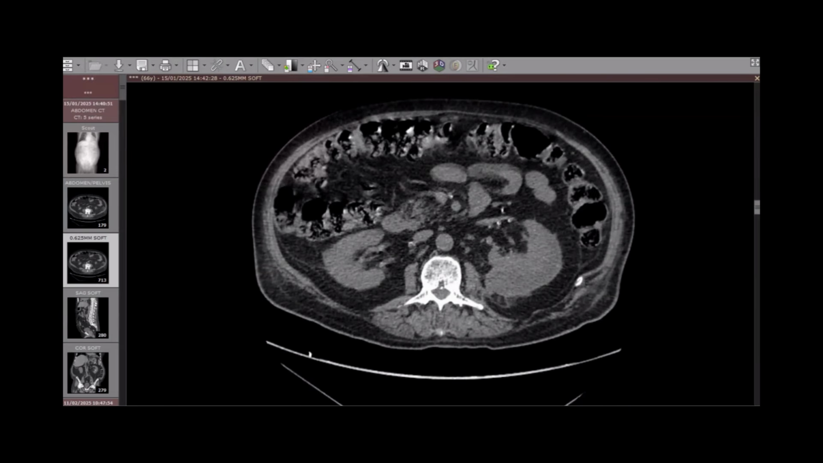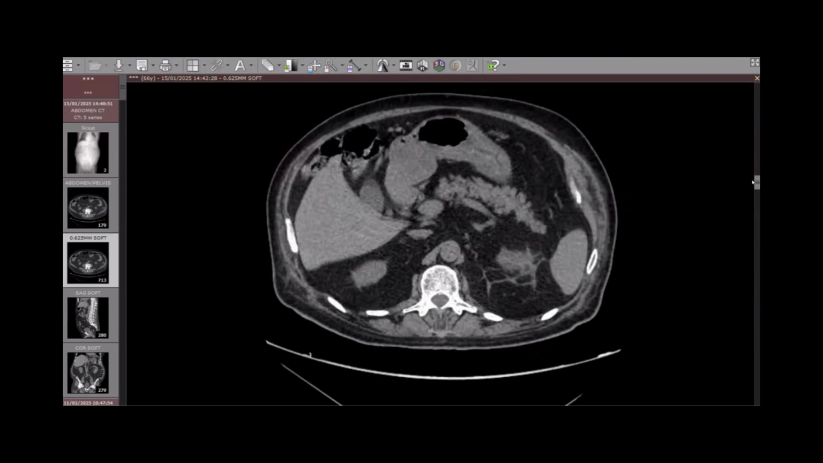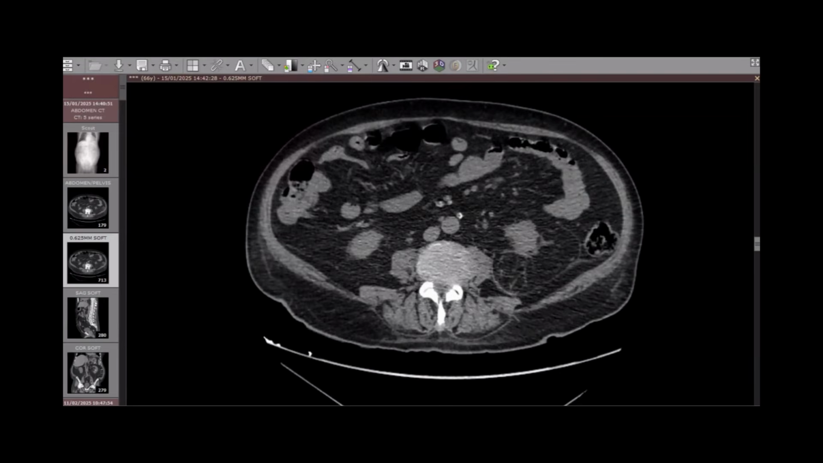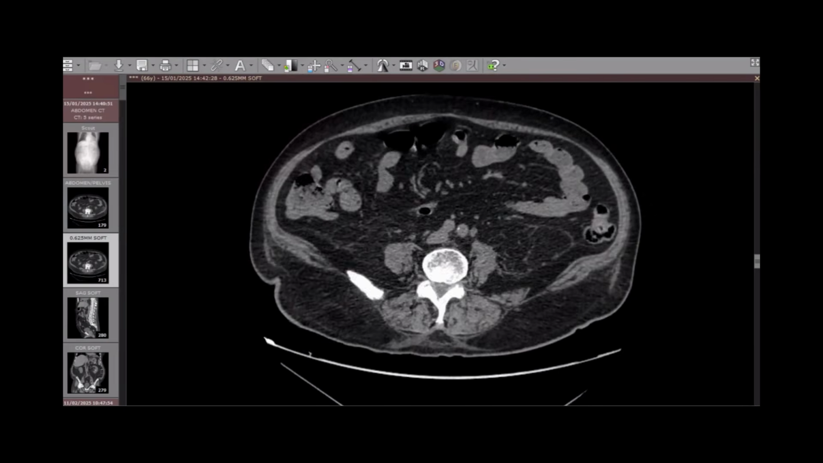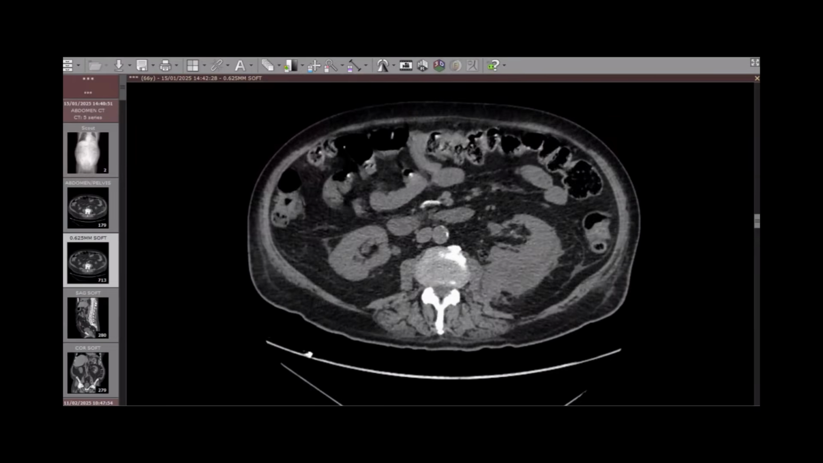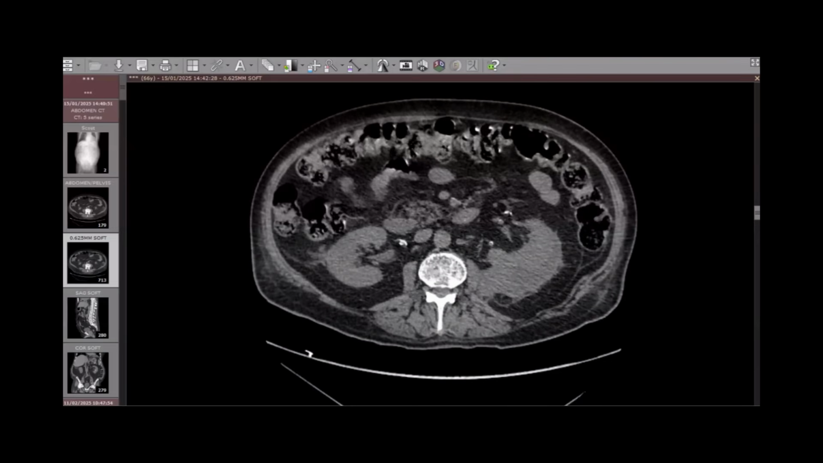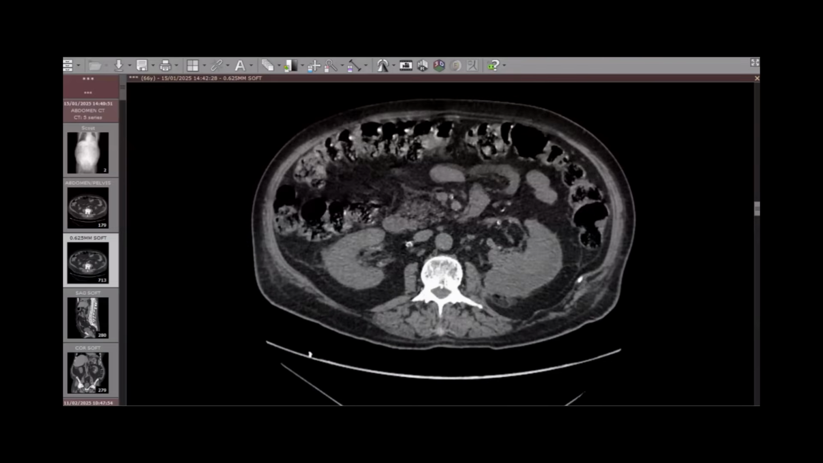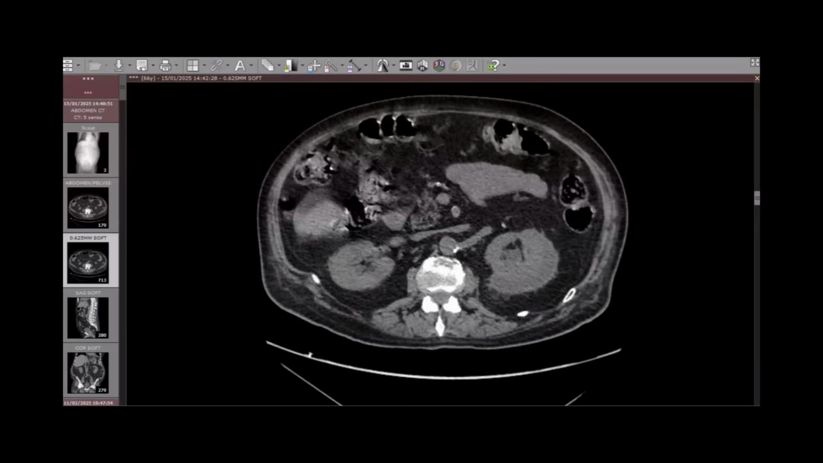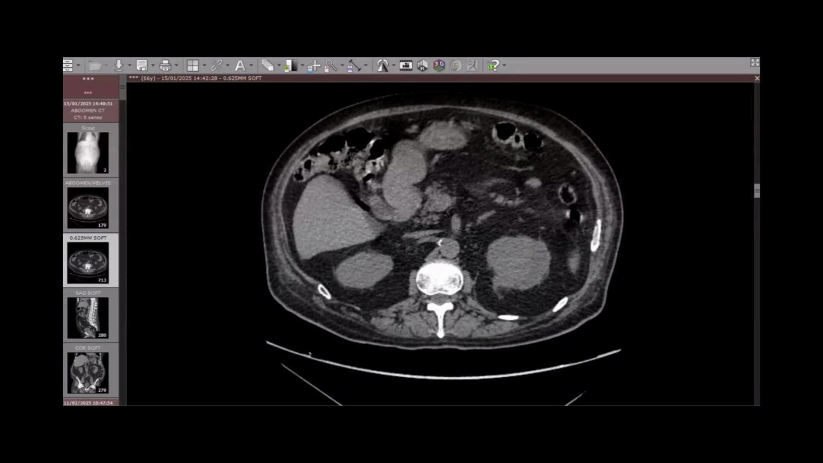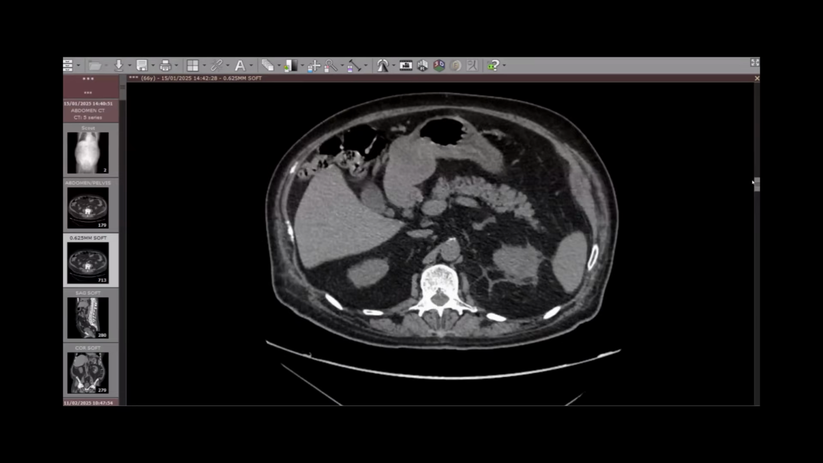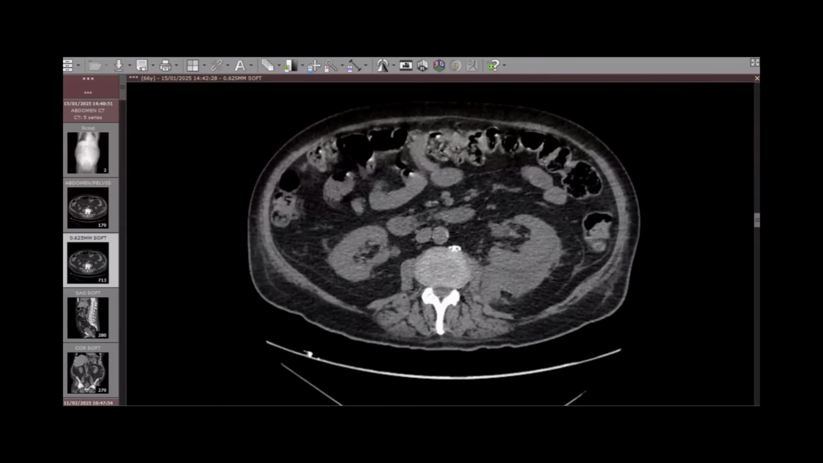With these multiple stones, I couldn't really appreciate any evidence of hydroureter or hydronephrosis. No clear hydroureter or hydronephrosis. So this collection could be a urinoma due to rupture of the pelvicalyceal system, maybe from this stone. This fat stranding could be from post-obstructive uropathy. If there is any post-contrast study for this, it would be for confirmation.